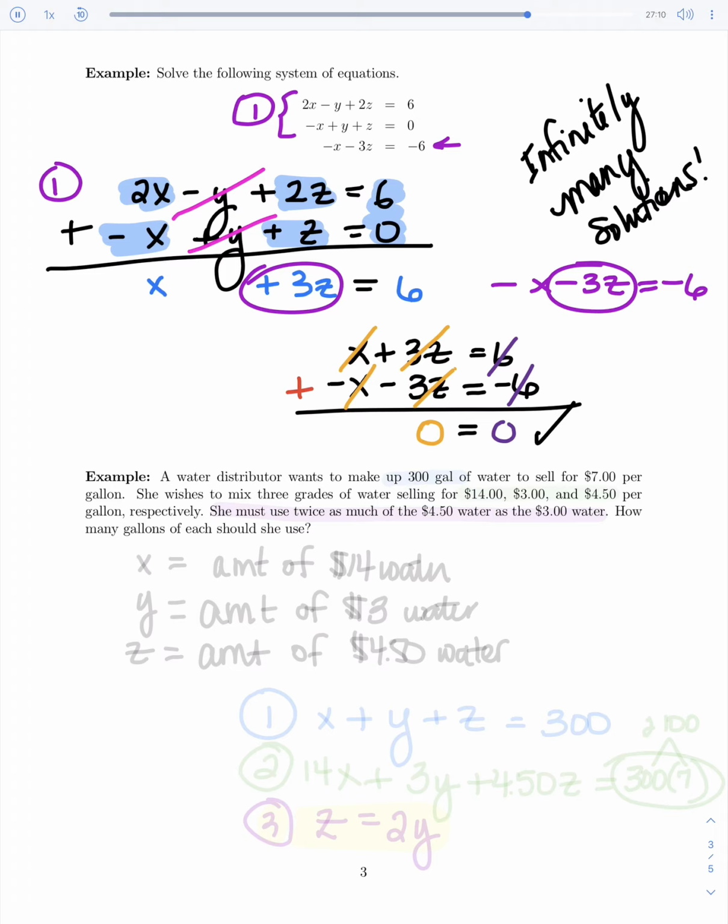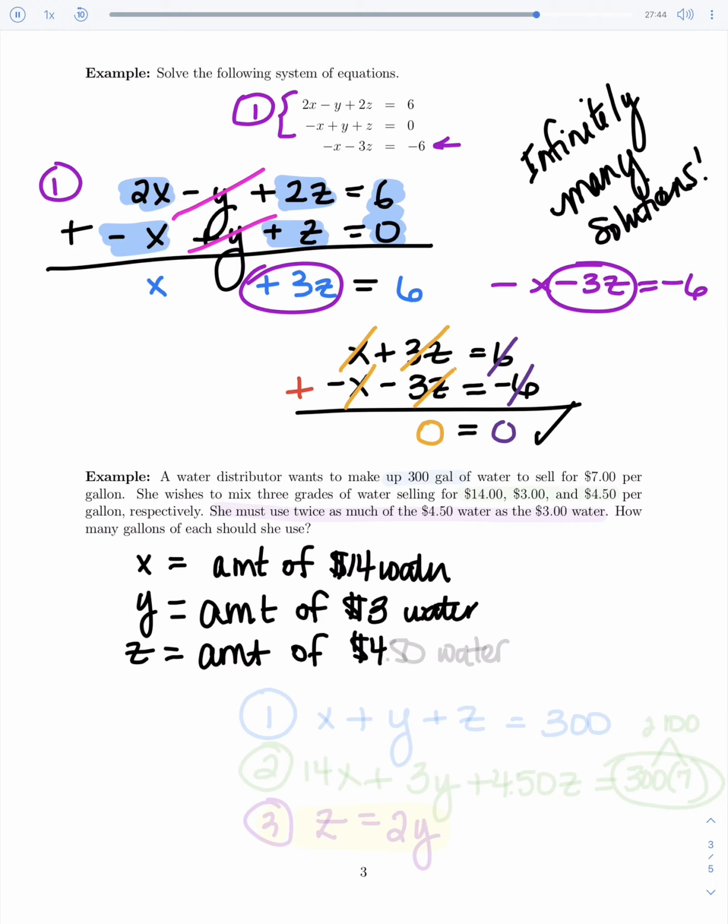So first of all, let's decide what letters we're going to use. Well, let's use X, Y, and Z. Let X be the amount of the $14 water. Y will be the amount of the $3 water. And Z will be the amount of the $4.50 water.